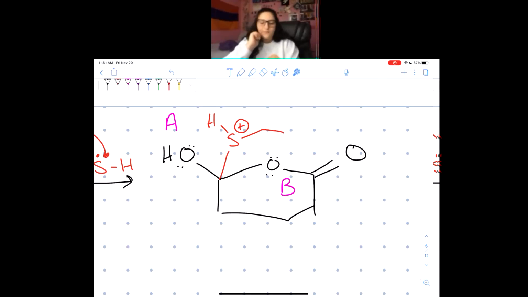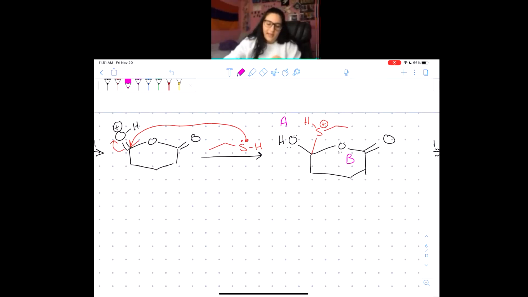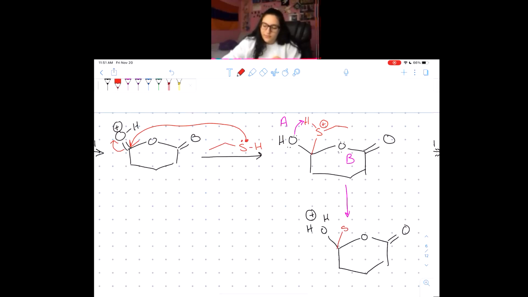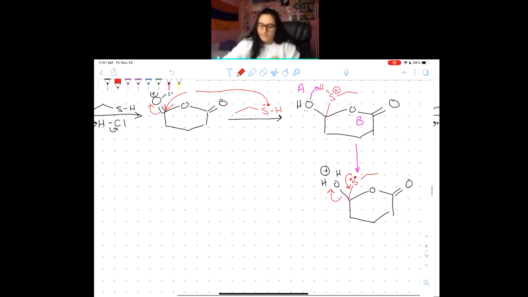Okay, so we kind of got a split. So let's try A first, and then we'll do B. So if this guy steals the hydrogen, we end up with OH plus here. And then our sulfur group has these extra electrons. It's going to bring those electrons down, kick off the leaving group, and we get that.